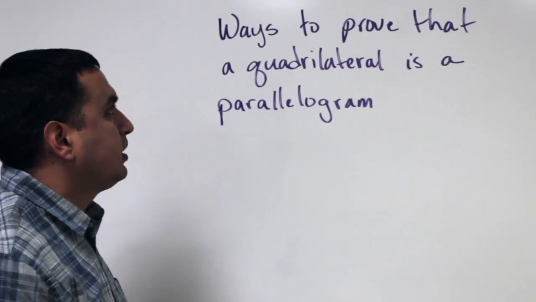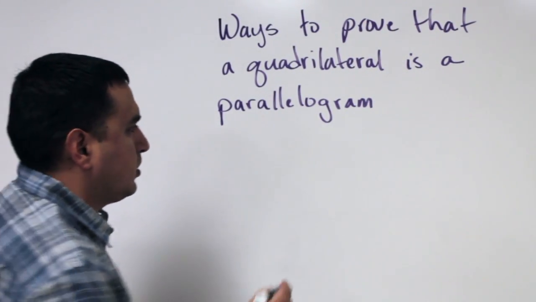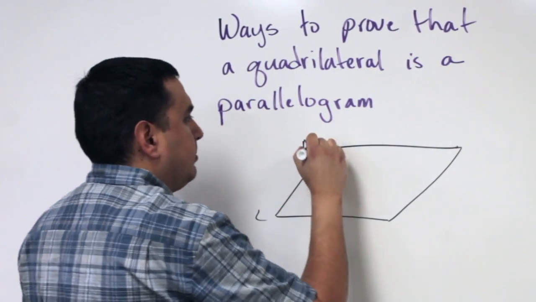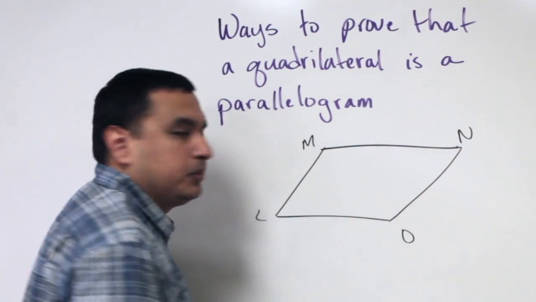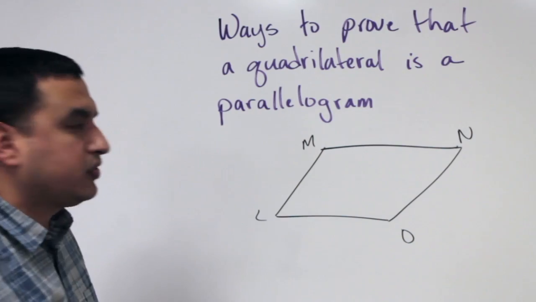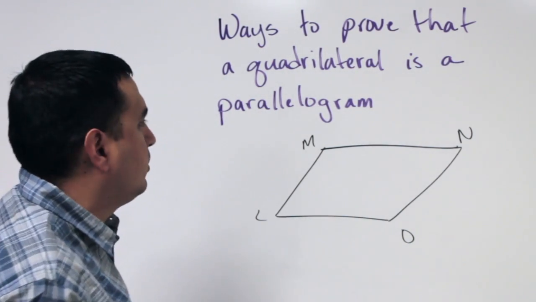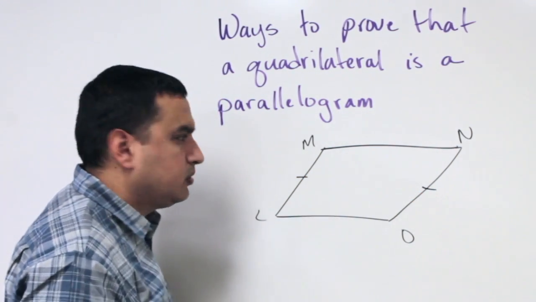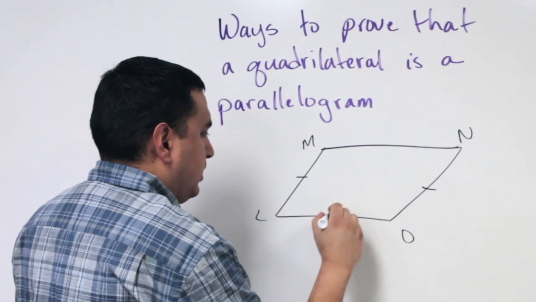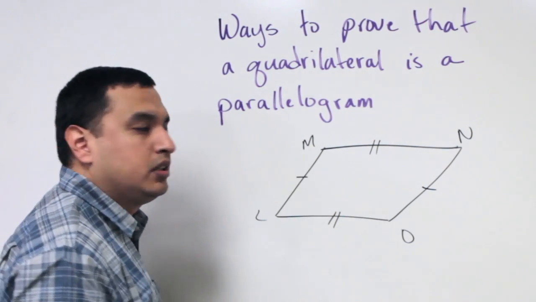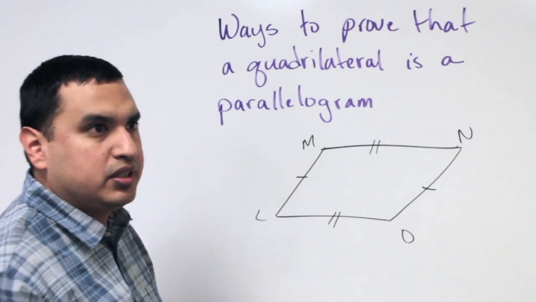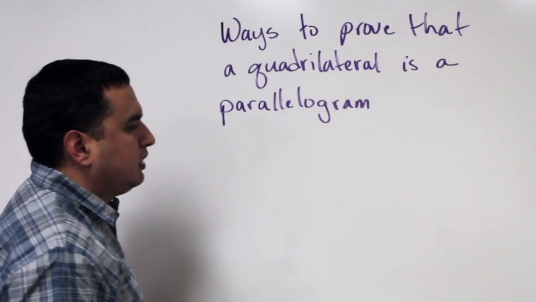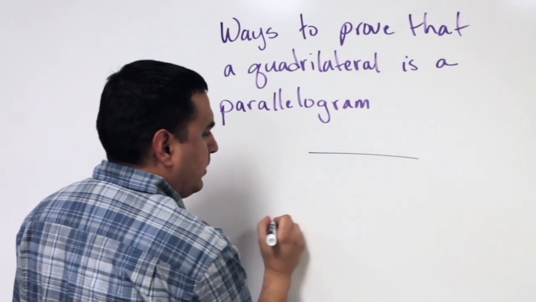All right, the second way that we can do this is if we have some quadrilateral, and let's just call this one LMNO. And I know, or I can prove somehow, either by something that's given to me or some other way, that segment LM is congruent to segment NO, and segment LO is congruent to segment MN. If I can prove those pairs of opposite sides being congruent, then I know that I have a parallelogram.